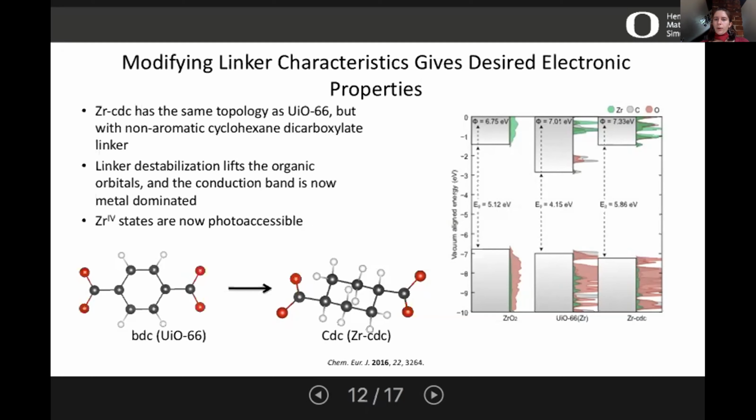And lo and behold, when we model our zirconium CDC, we see that the organic linker orbitals have been lifted, and our conduction band is now centered on these metal orbitals. So we have UiO-66 in the middle of this DOS plot right here, and its conduction band is linker dominated. But when we move over to zirconium CDC, while we have a much larger band gap, we now have access to the zirconium 4 states.